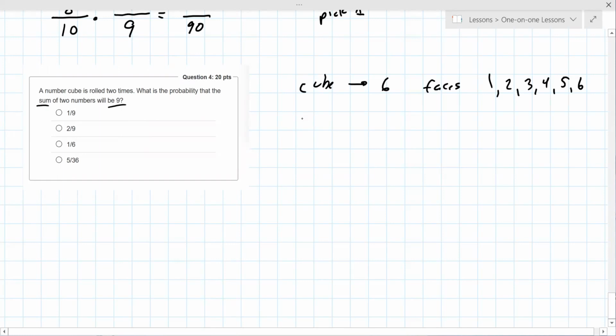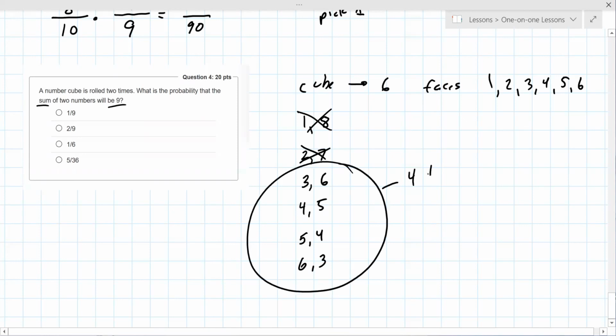Well, is 1 and 8 possible? No. How about 2 and 7? No. How about 3 and 6? Yes. How about 4 and 5? Yes. How about 5 and 4? Yes. How about 6 and 3? Yes. Great. So there's 4 total. And when you roll 2 dice, how many possible outcomes are there? Because the probability that the sum is 9 is 4 out of the total possible outcomes.